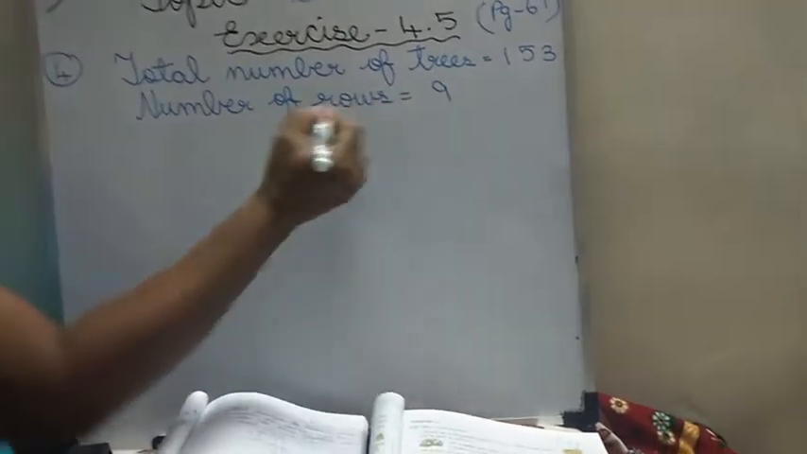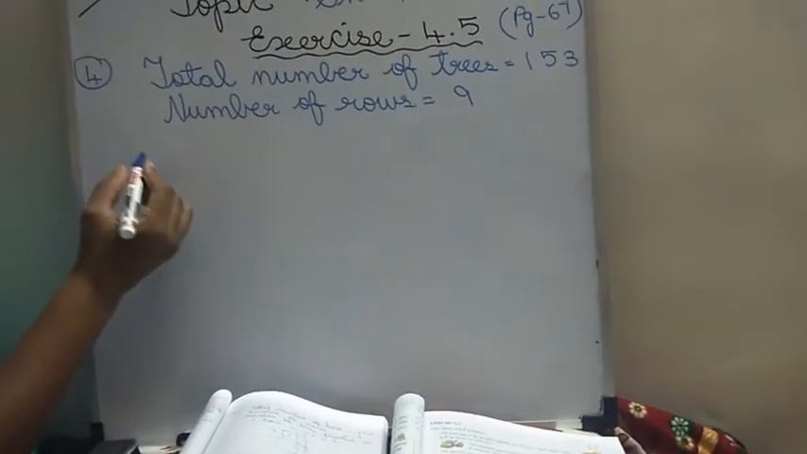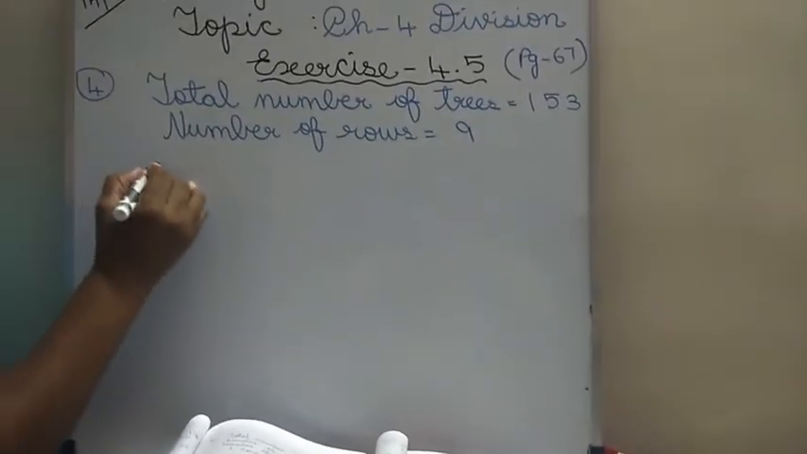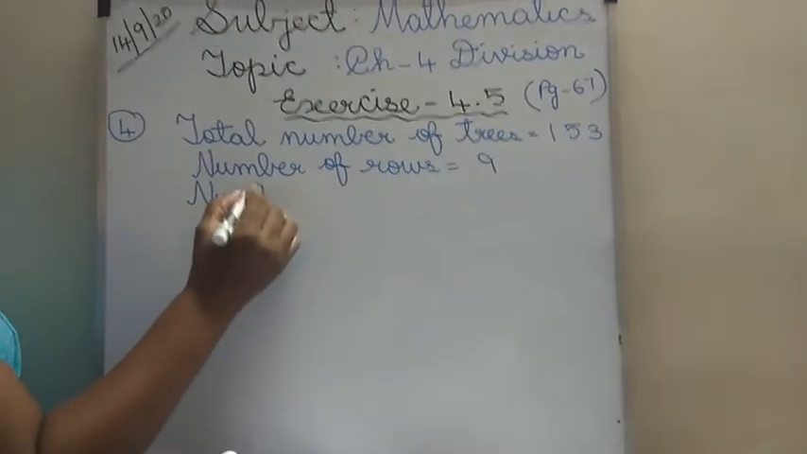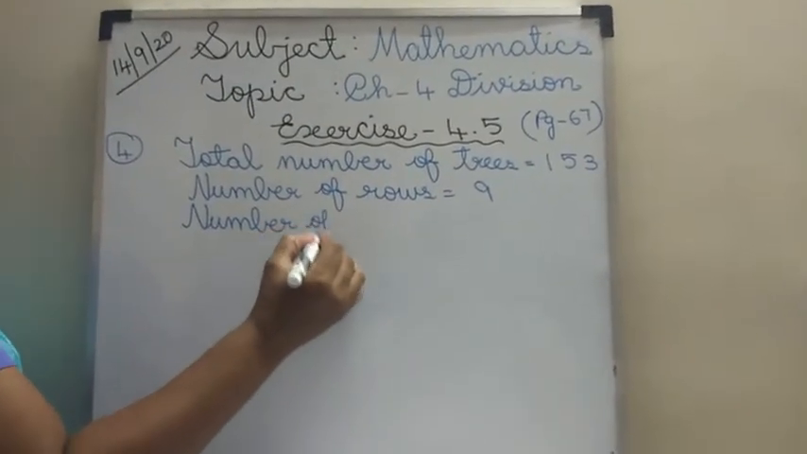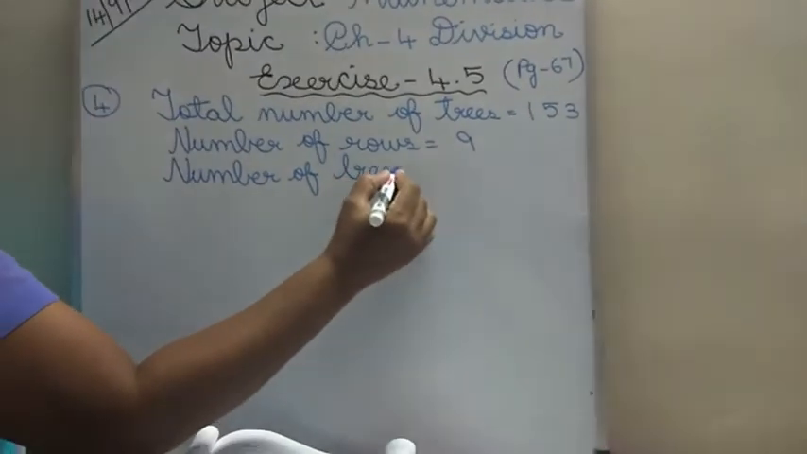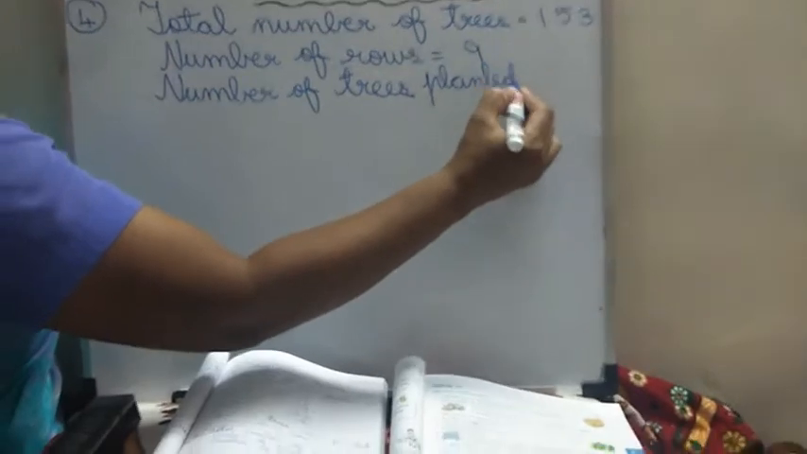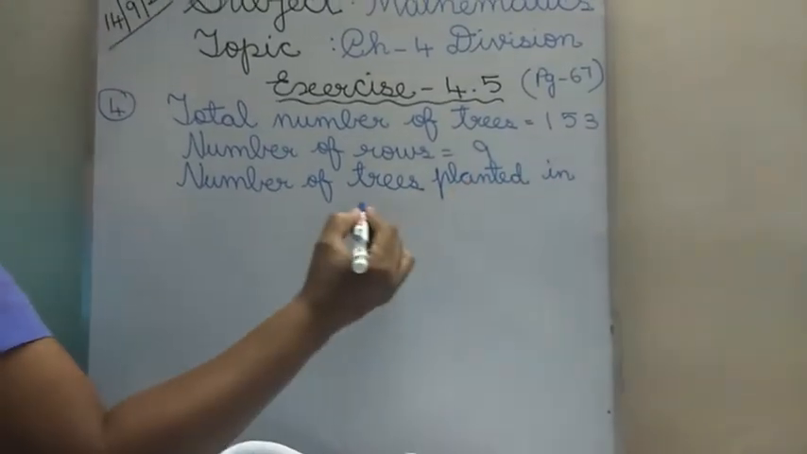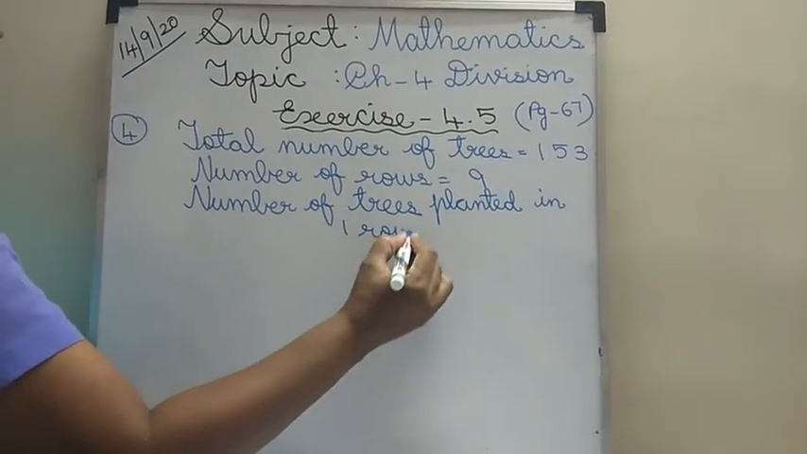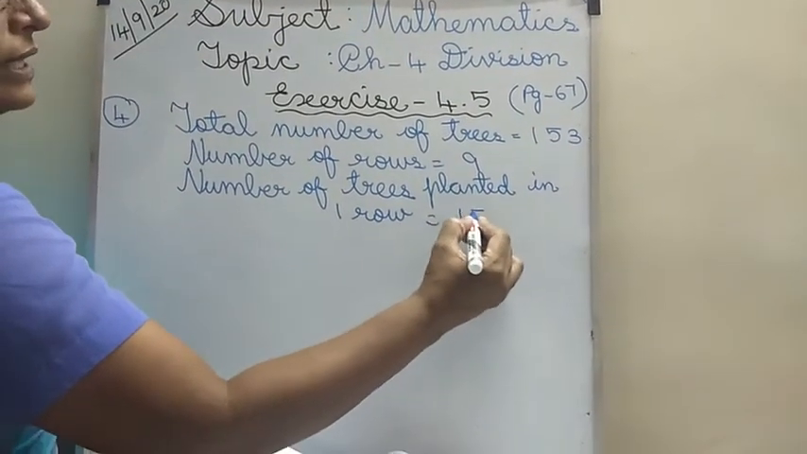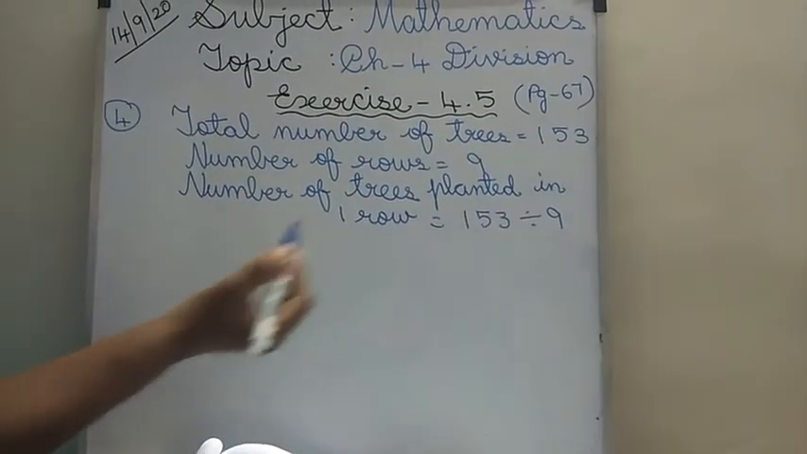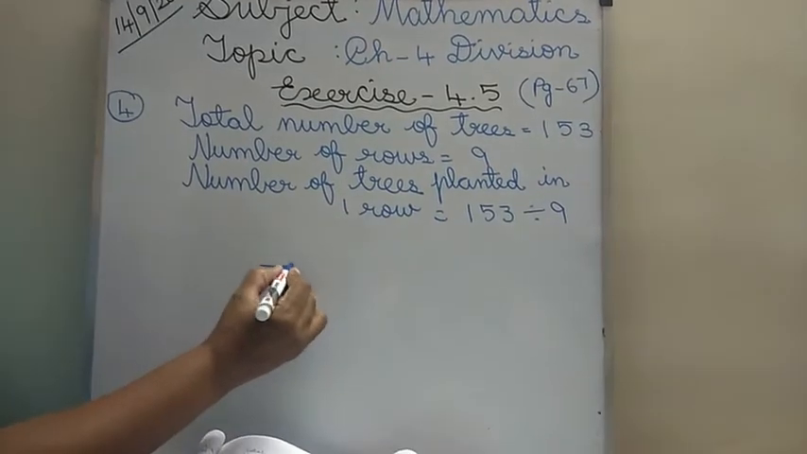9. How many rows were there? 9. And you have to find out in 1 row how many trees were planted. So, number of trees planted in 1 row. So what will come, children? What we have to do? We have to divide 153 divided by 9. So what's the dividend, children?